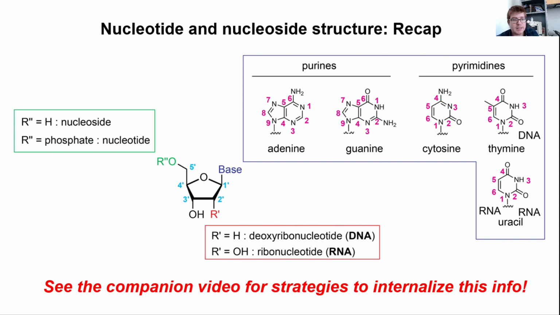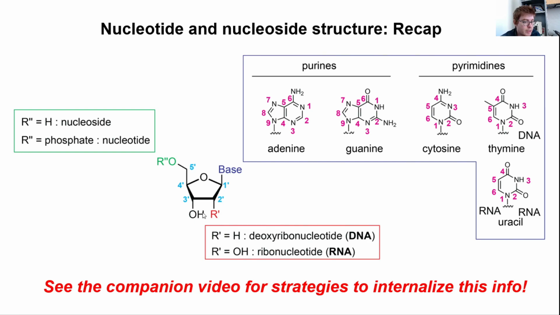Okay, and so at this point, I have this recap slide here, which is mostly about the nucleotide and nucleoside structure. And really, like I said, you're going to have to internalize this information. It's the foundation for understanding most nucleic acid biochemistry and structure. And so we really want to take it away very clearly. You want to have this picture of the nucleotide in your mind, the base, the sugar, and the possible phosphate groups. You want to know this numbering: 1', 2', 3', 4', 5'.